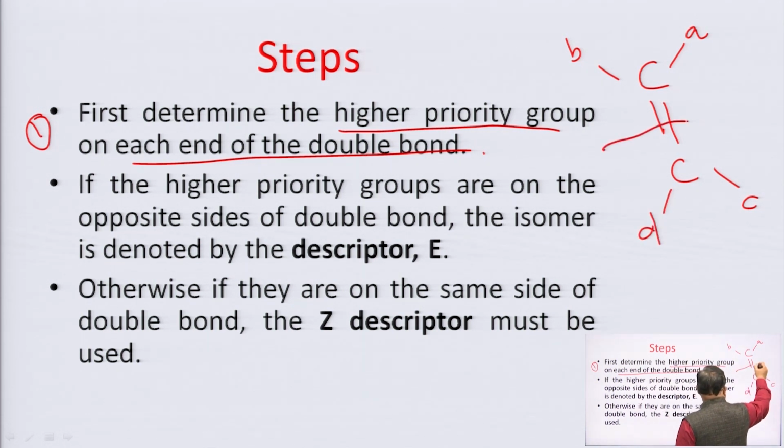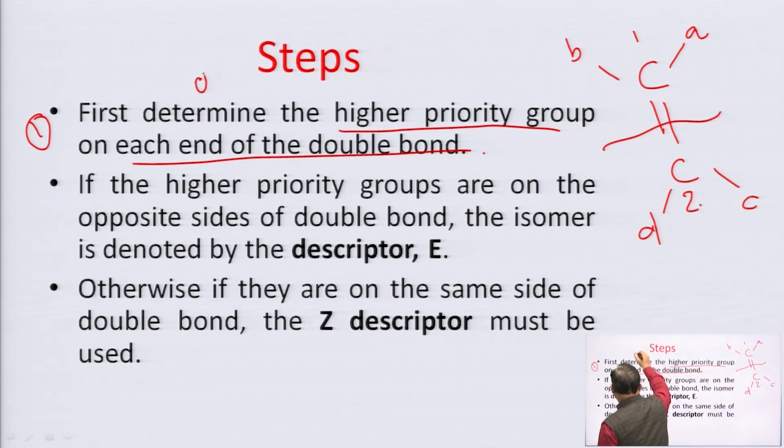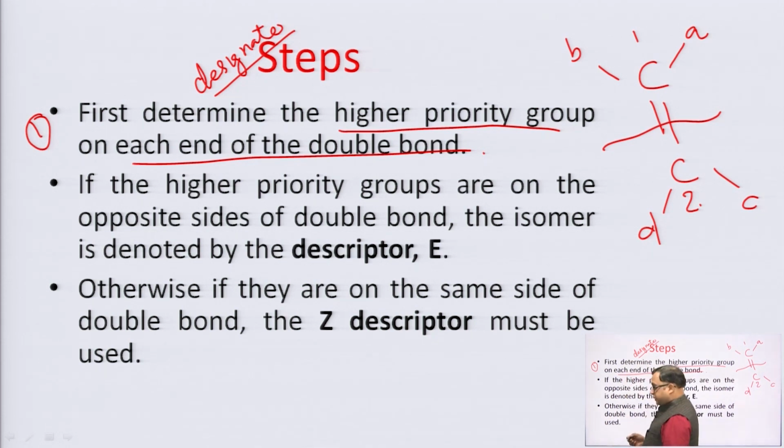First of all, designate the carbons separately as 1 and 2. What do we have to do before determining the high priority? First, simply designate the carbons, otherwise we can make a mistake. So, to avoid mistakes, we have to designate carbon 1 and 2, then determine the priority at each end of the double bond. Now, after assigning the priority, we have to look at the orientation of these groups.